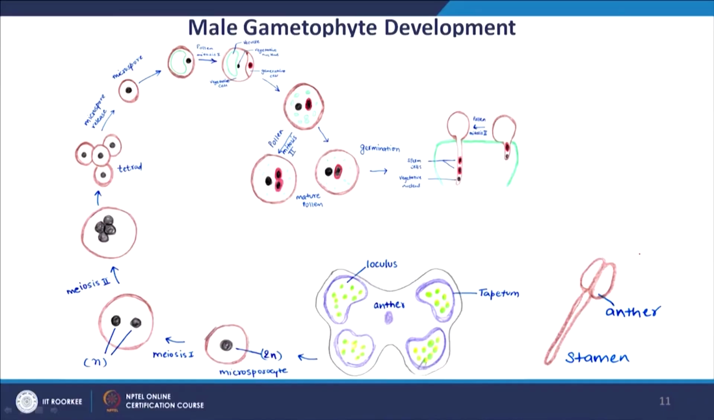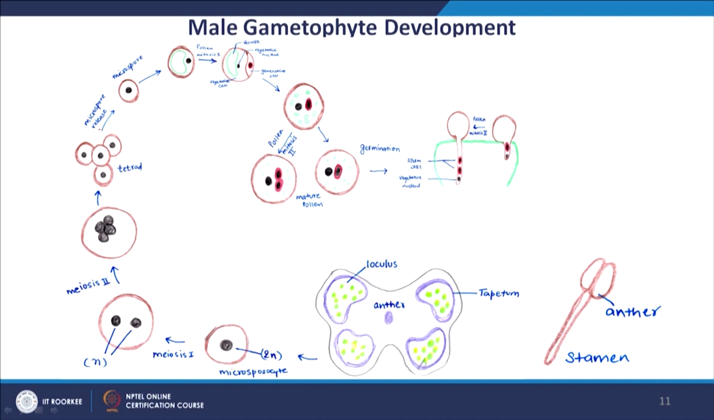Similarly, if you look at male gametophyte development, as I said, the male organs are stamens. A stamen has filaments and anthers. This is a cross section of an anther. Here we have microsporocytes, which are diploid in chromosome content, and when these microsporocytes undergo meiosis 1, they generate 2 haploid nuclei, then meiosis 2, and it makes tetrads.